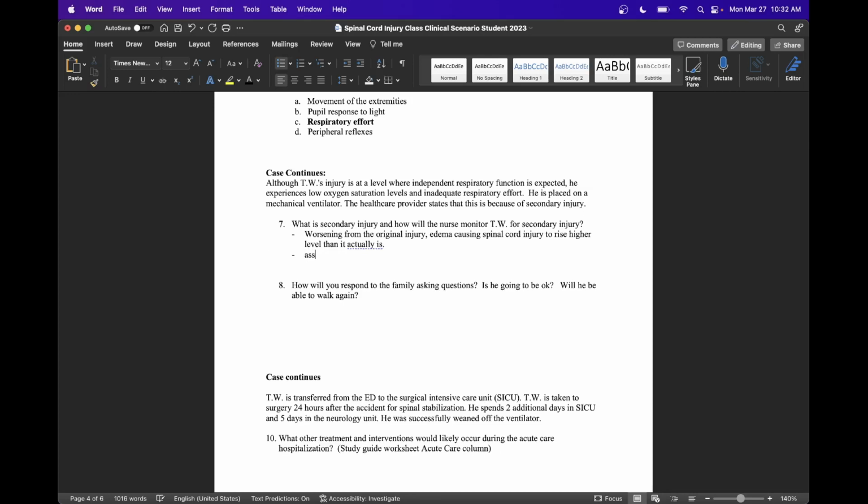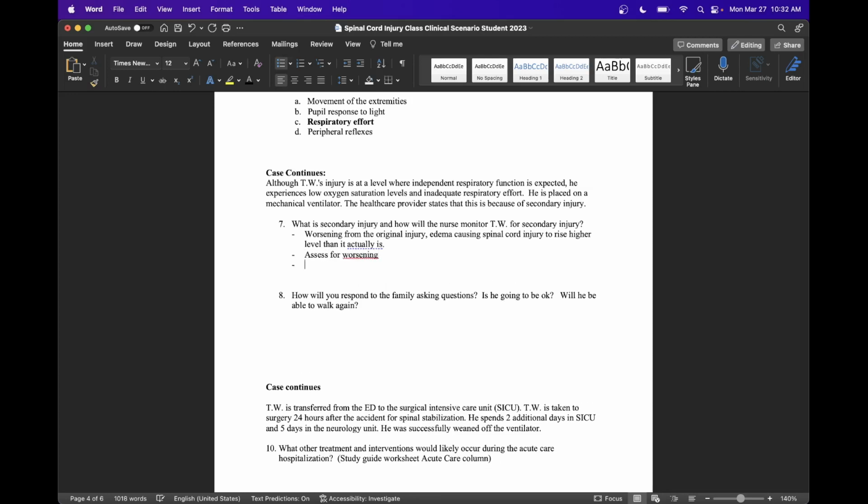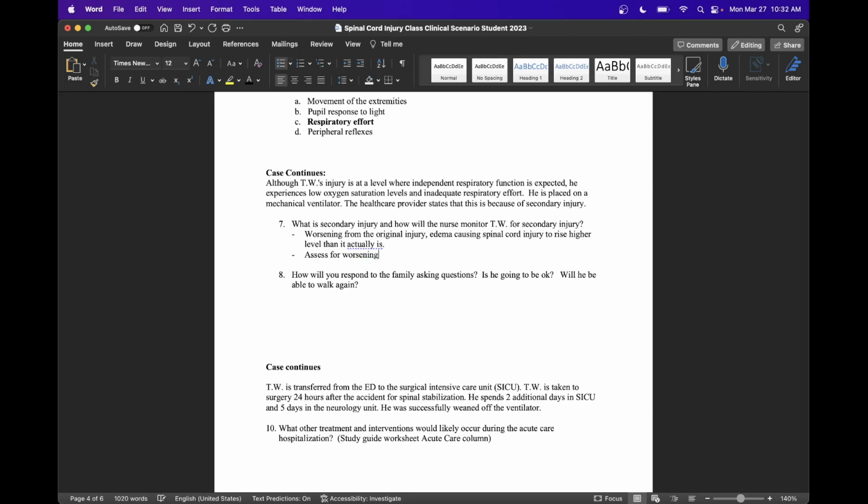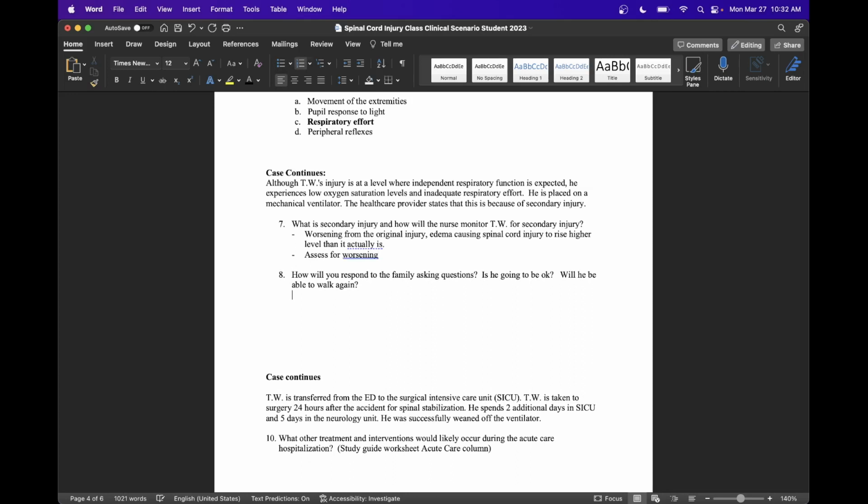How are we going to respond to the family asking questions? Is he going to be okay? Is he going to be able to walk again? Because you know they're going to ask you that. Okay, so where's the provider? Because what's the role of you and the role of the provider? Too early to tell. It is too early to tell. Because why? We have a lot of swelling going on, and what's your focus? Stabilizing the patient. So what are you going to say to the patient and to the family?